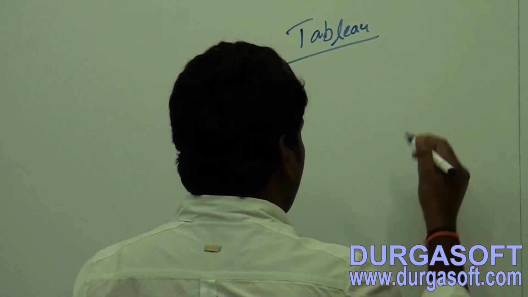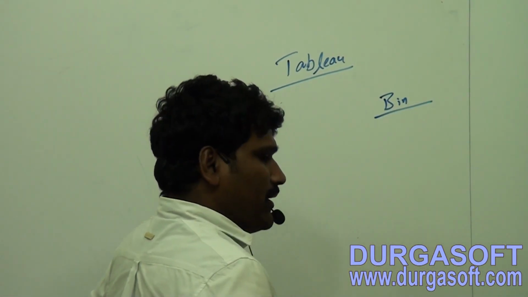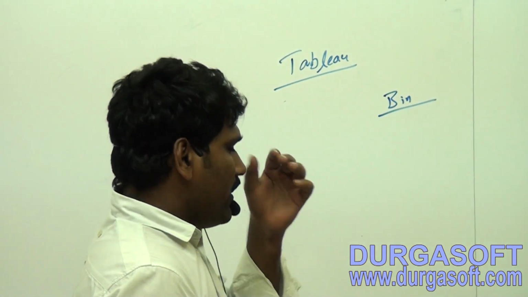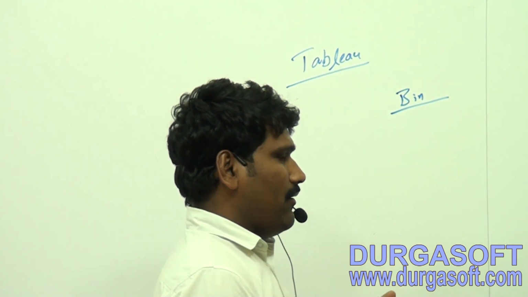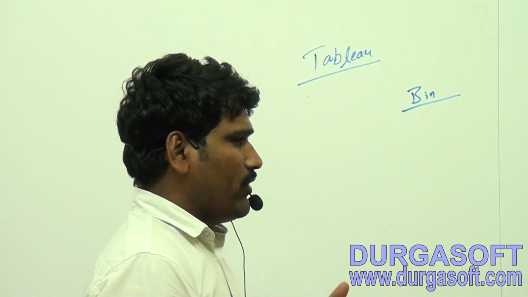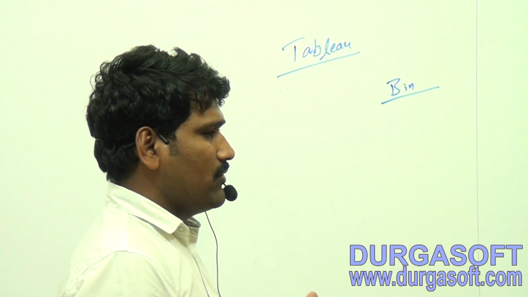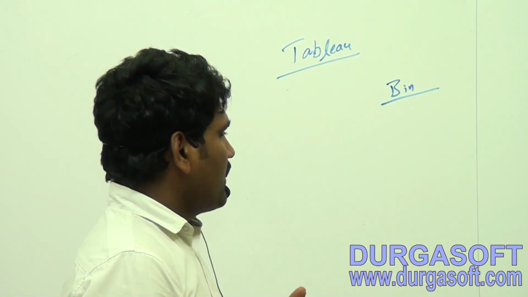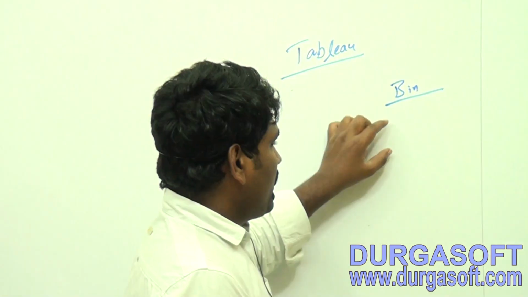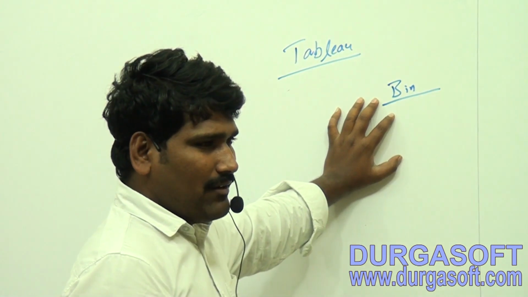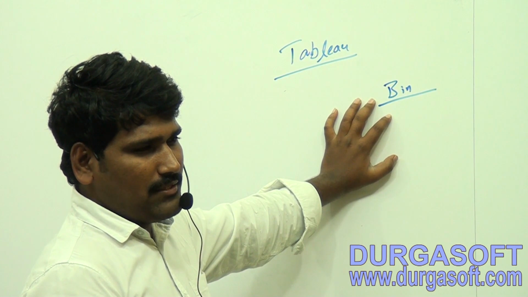Now let's go to bin. What is the bin normally? See, the bin is a kind of data where you can combine and give some specific size on the data and understand the data. That means you can apply this bin in the sales level, or you can apply the bins in the measures level only.